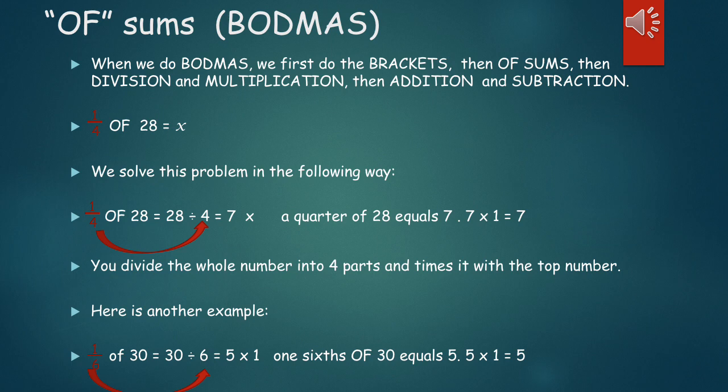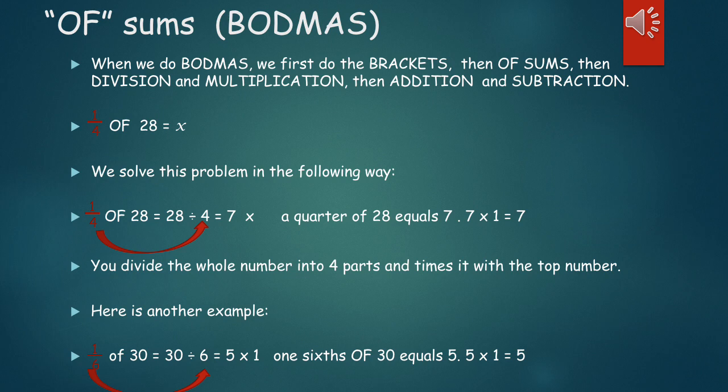1/4 of 28. We solve this problem in the following way. We say 1/4 of 28 equals 28 divided by 4 parts, which is 7, and then you times with 1, which is 7. So 1/4 of 28 equals 7. You divide the whole number into 4 parts and times it with the top number.